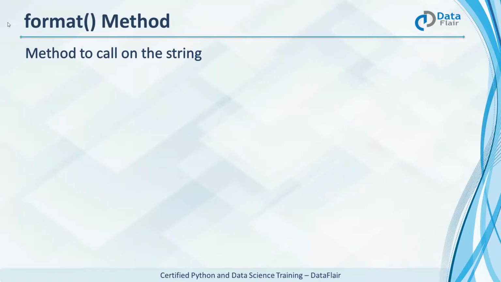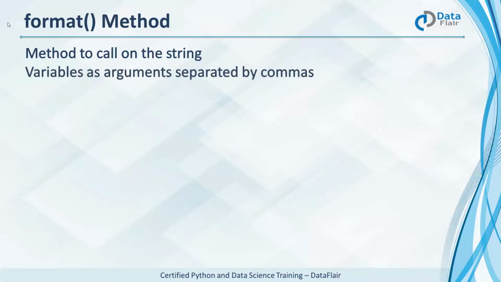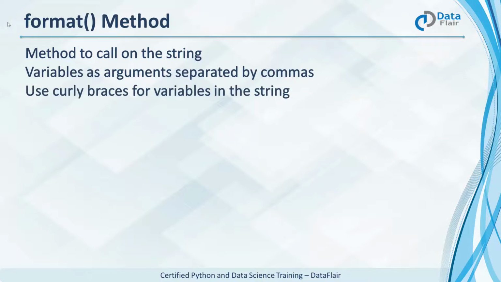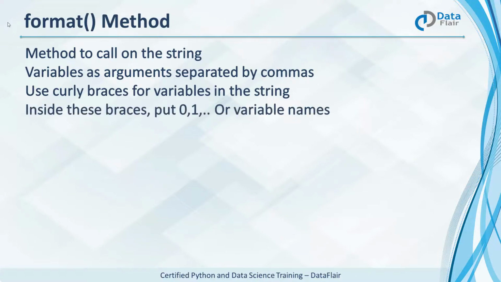The format method is another way to do this. This is a method you call on the string. To this method, we provide comma-separated variable names as arguments. In the string, we declare the positions for these using curly braces. Within these braces, we can either put position numbers 0, 1, 2, and so on, or put variable names and provide a value for the same in the format method.